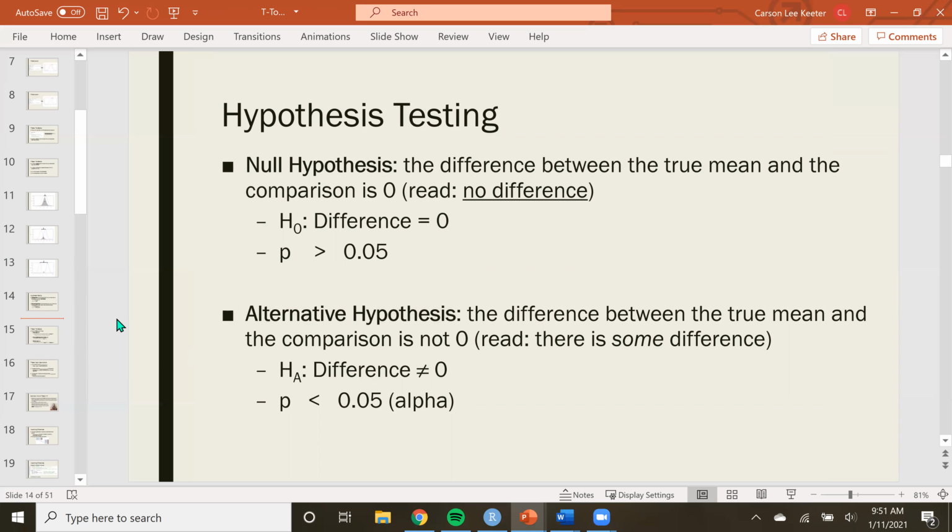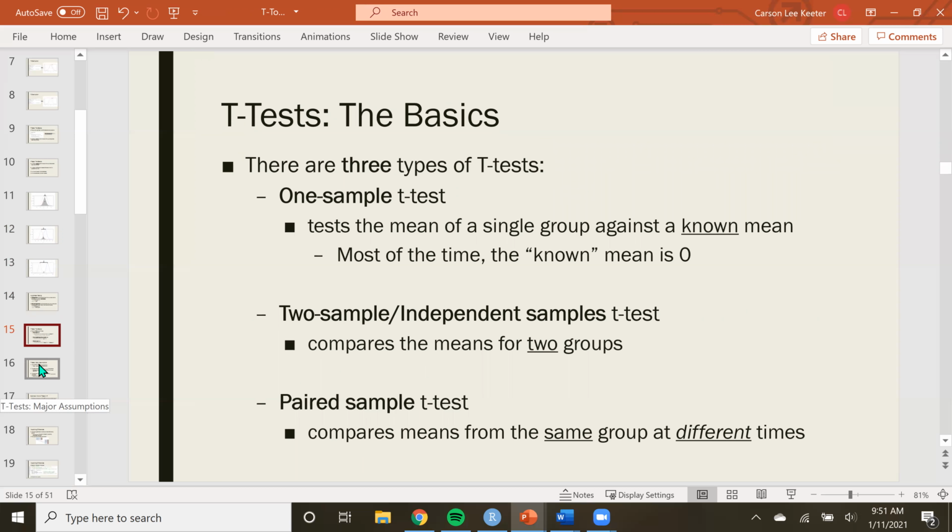So in the end, is there a difference? Yes or no? How do you know? It's based on that p-value there. Anything bigger than 0.05, or whatever your alpha is set to be, you say that there is no difference. It's not big enough for you to really care about. Anything less than 0.05, you say that that difference is big enough to care about, and you say that it is there. Okay.